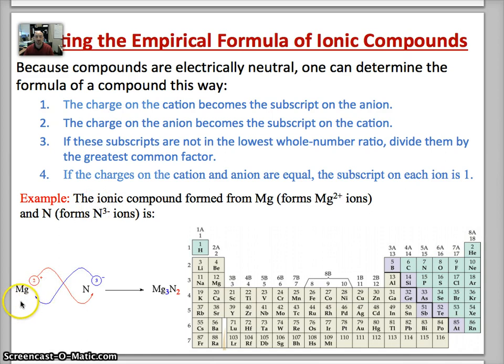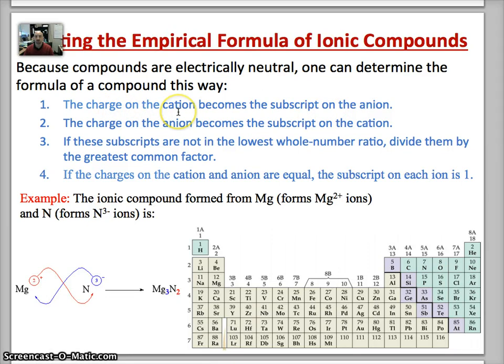So if we write those out, we have Mg2+, we have nitrogen 3-. Now all we do is move the charges from the superscript on each of the cation and the anion and move it to the opposite as a subscript. So the 2+ for magnesium now is placed as a subscript on the nitrogen. The 3-, or the 3, is now placed on the subscript of the magnesium, and we form Mg3N2, magnesium nitride.